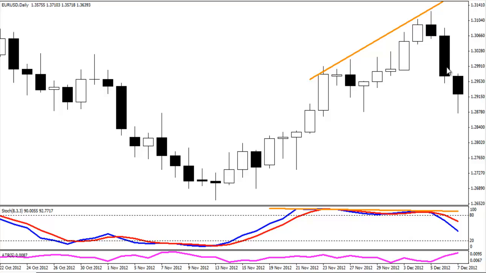We always trade the most recent price data on the chart, which means we need to make sure that when the latest signal appears, that's the one that we follow.